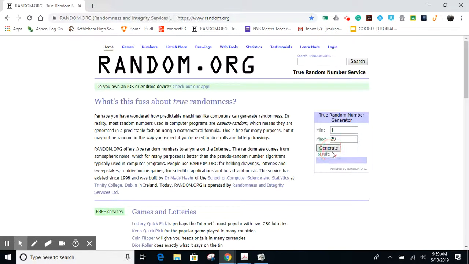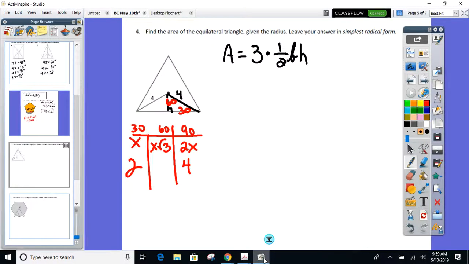3. Emma, ready? If 2 is across from the 30, what's across from the 60? 2 radical 3. Everybody, is 2 radical 3 my base I want to plug in? No, no. What's the apothem doing to the base? So if that's 2 radical 3, so is the other part. What do you want me to plug in for base length here?